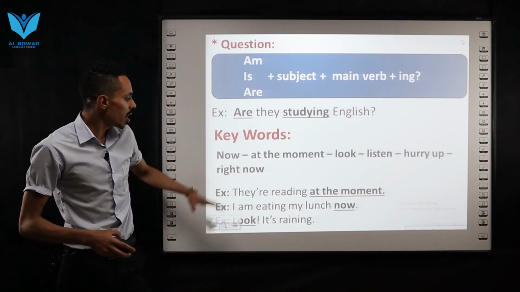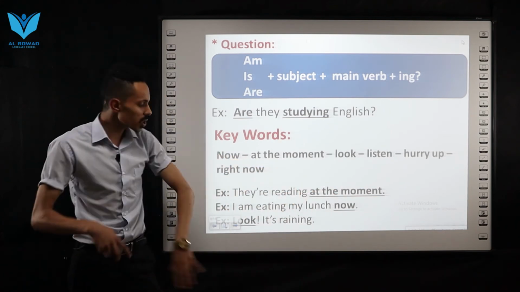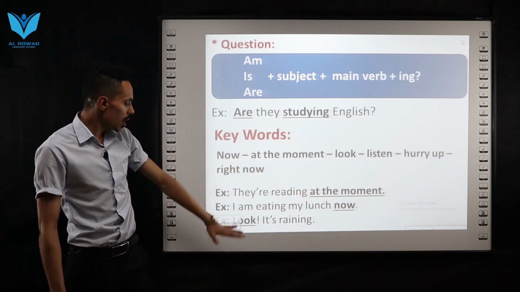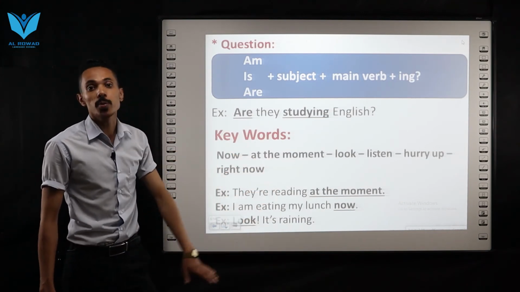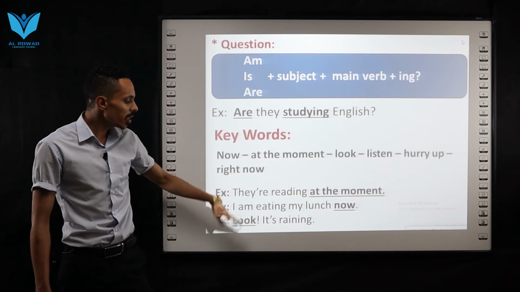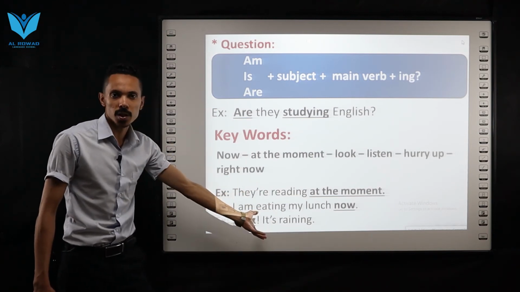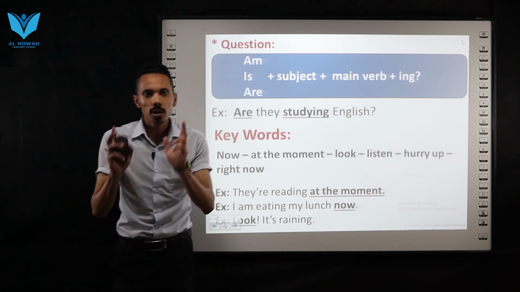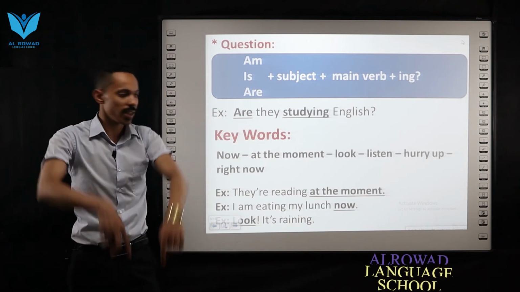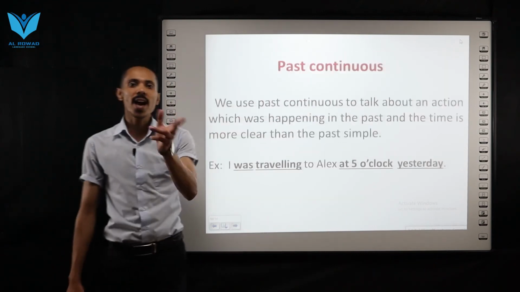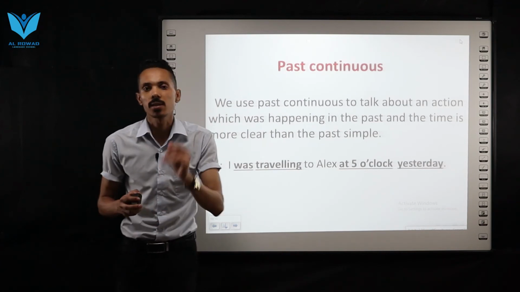For example, here, they aren't reading at the moment. At the moment means now, so the verb is present continuous. I am eating my lunch now. So the time is now, the verb is present continuous. Here, look, it's raining. So look here, so the verb is present continuous because we look at an action that's happening now. What is this action that's happening now? Is raining.